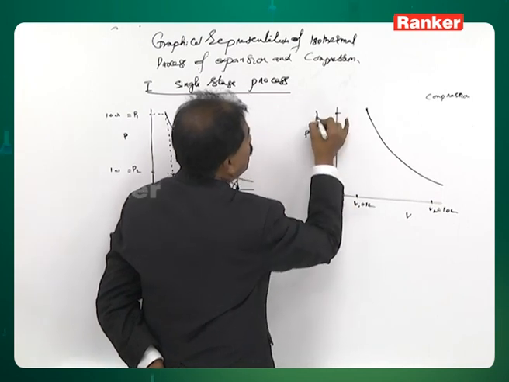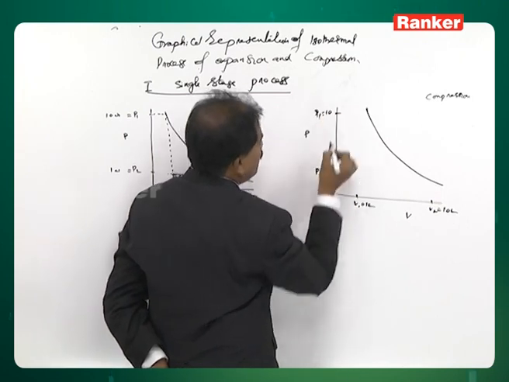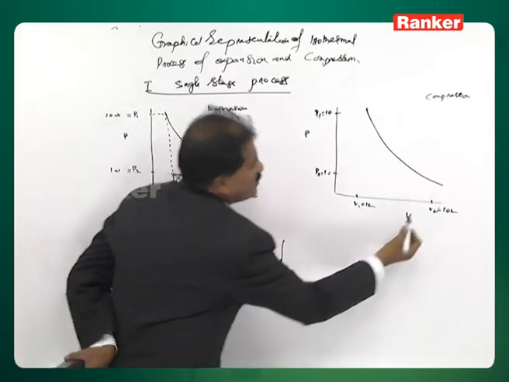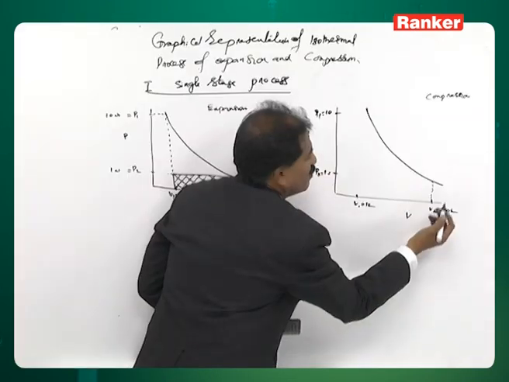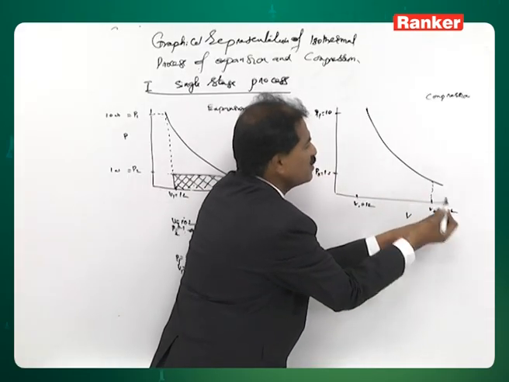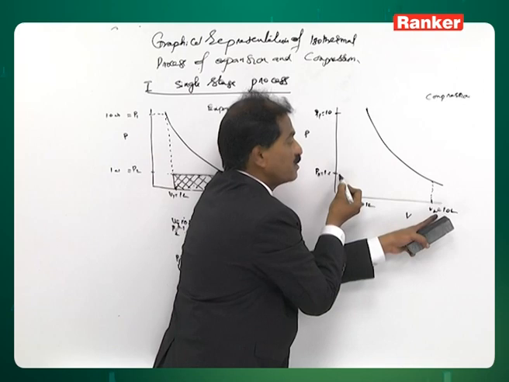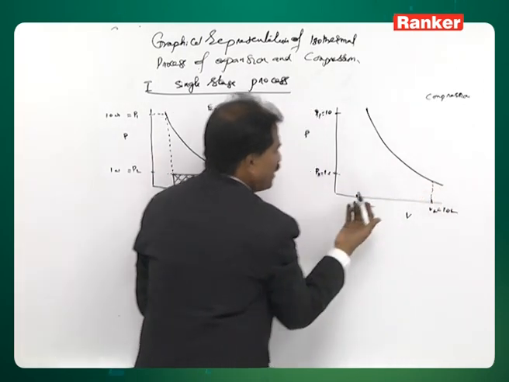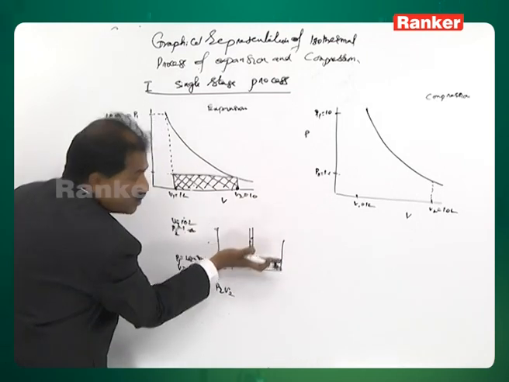This is P1, 10 atmospheres. P2, this is 1 atmosphere. Now initially the gas is at this position. When the gas has 10 liters, the corresponding pressure is 1 atmosphere. Now we want to compress this gas from this position to this position.